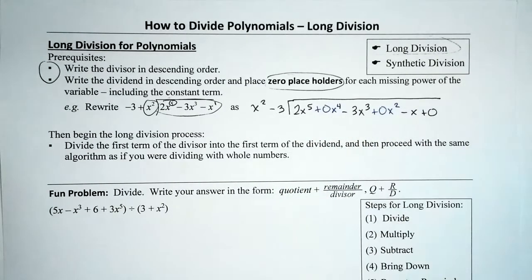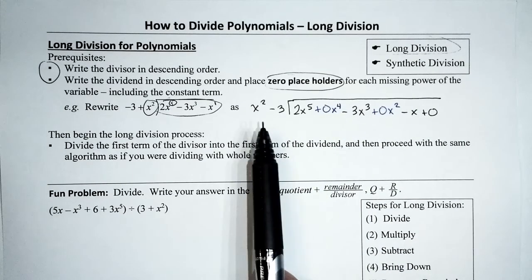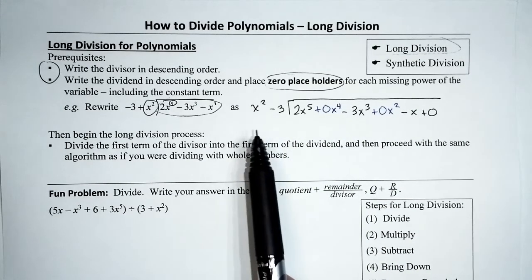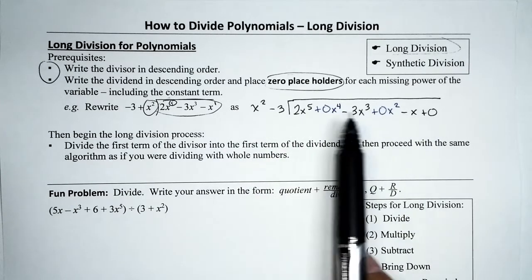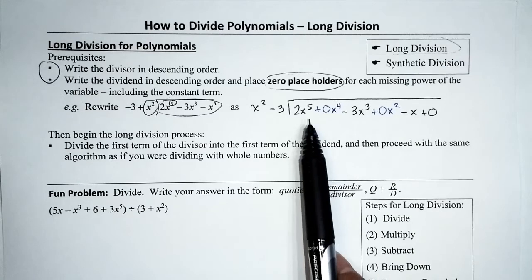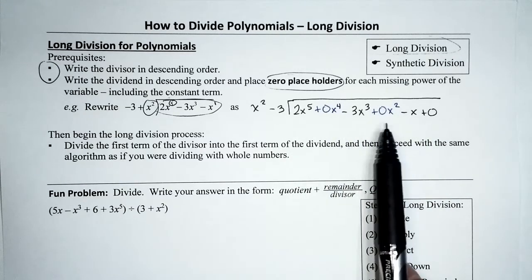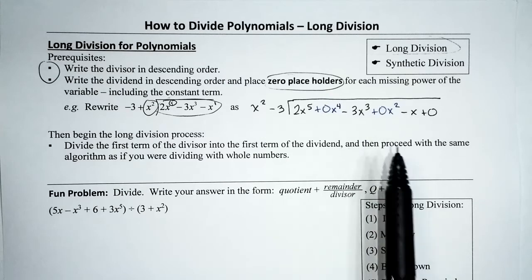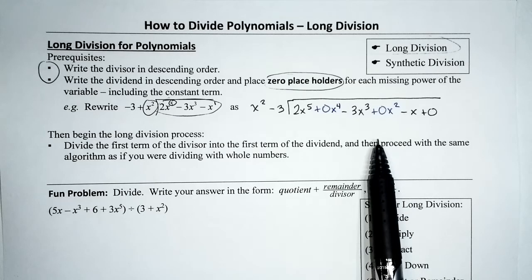And then once we have this set up, so once we have made sure we're good to go, meaning making sure that our divisor is in descending order, making sure that our dividend is in descending order, and there's a term for each power going down, including the constant term, we are good to go. Sorry about that. The question is, how do we divide?